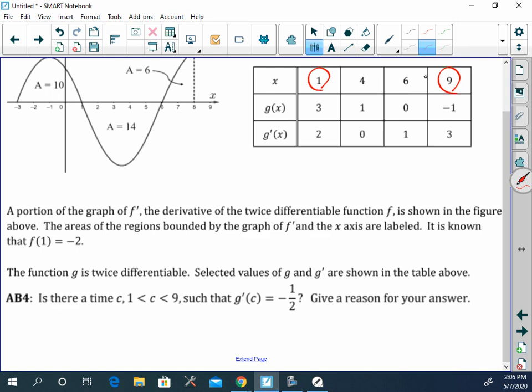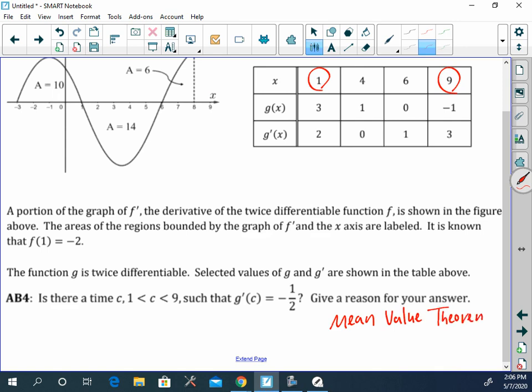Now sometimes I'll say like from 4 to 9, so you have to be real careful that you're looking at the correct data values, such that G prime is equal to -1/2. So it's saying that the slope is -1/2. So this is a mean value theorem problem. Mean value theorem.